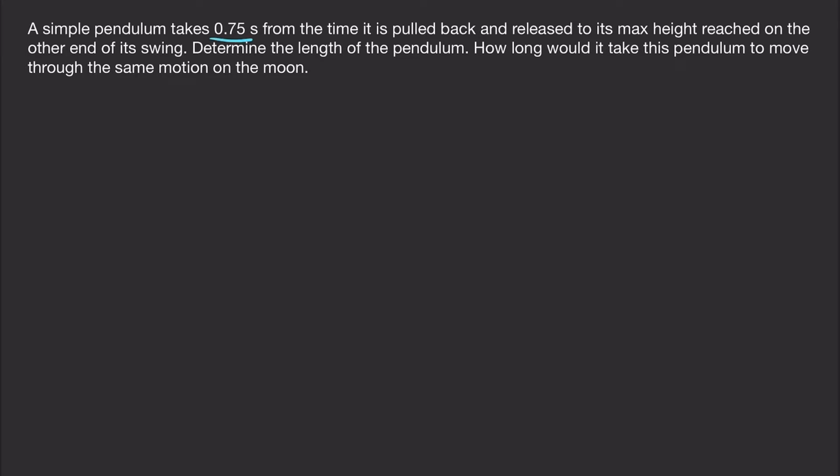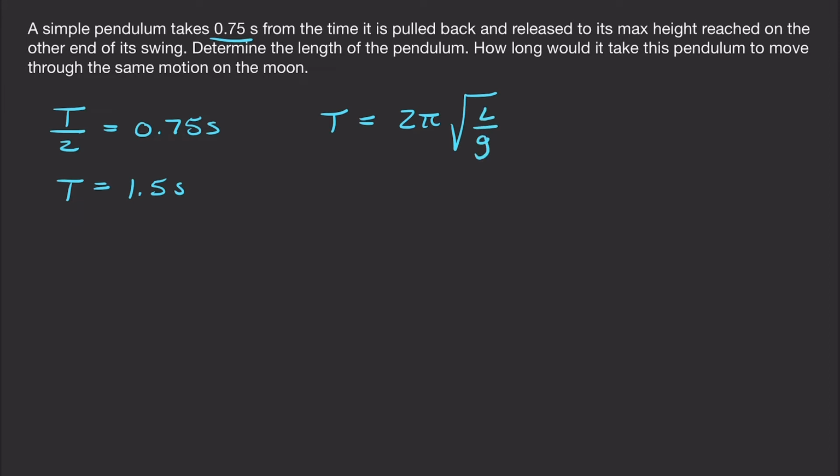This time, 0.75 seconds, is the time from it being released at one end until it gets to the other. But it doesn't swing back, so this is actually half the period. So half the period is 0.75 seconds. That means for it to swing and then swing back, or a full period, we would just multiply by 2 and get 1.5 seconds. So now if we want to find the length, we can just use our equation for the period of a simple pendulum, and that's T equals 2 pi times the square root of L over g.